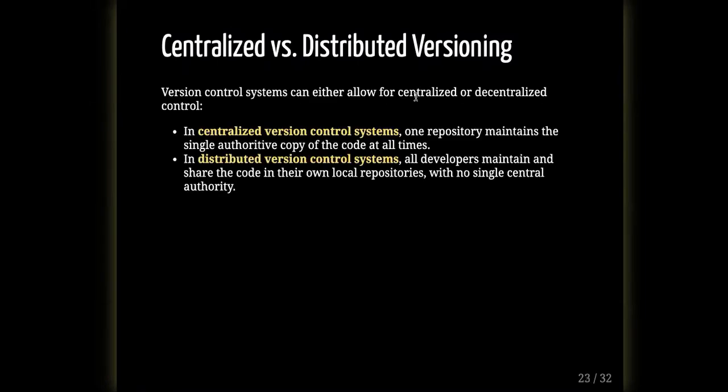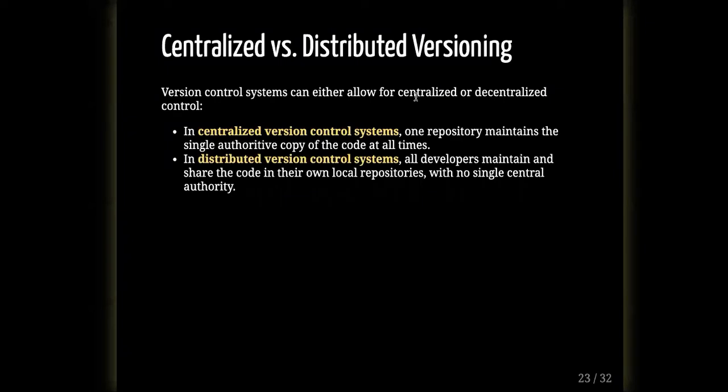Another way of slicing and dicing version control systems is whether they are centralized or distributed. Centralized version control systems, like Subversion, would be one example of this. You have one server, one computer that has the single authoritative copy of the code at all times. Any other version of the code on any local developer's machine is not the authoritative done version and cannot be the authoritative done version. There is no capability for that to be the case.